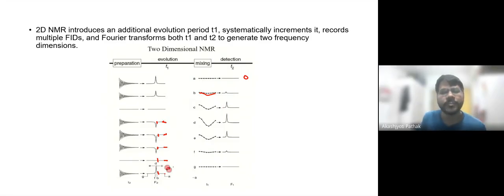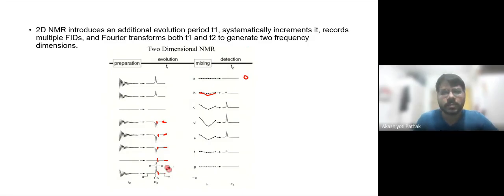So at each point, like at C point, D point, E point, F point, G point, if you combine all these frequencies at each of these points, then you can actually get the information that was present in the T1 dimension, right?